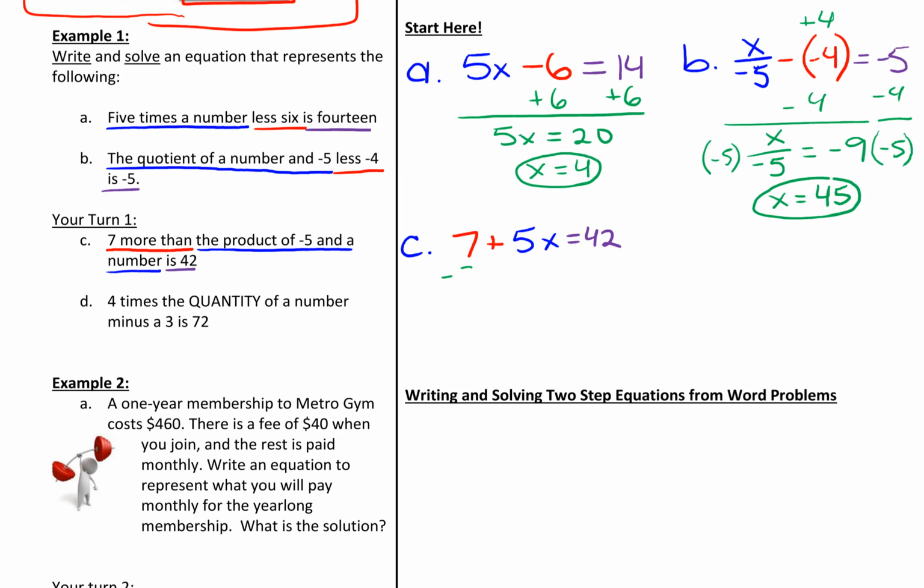We'll solve by subtracting 7 from both sides. So 5x is equal to 35. So x has to equal 7.